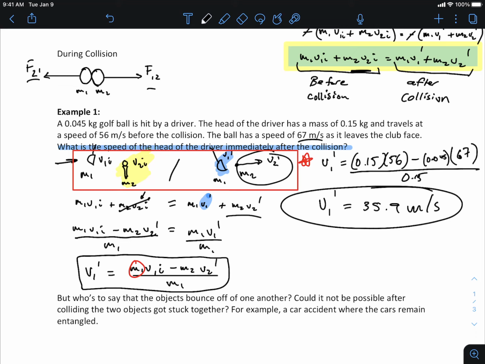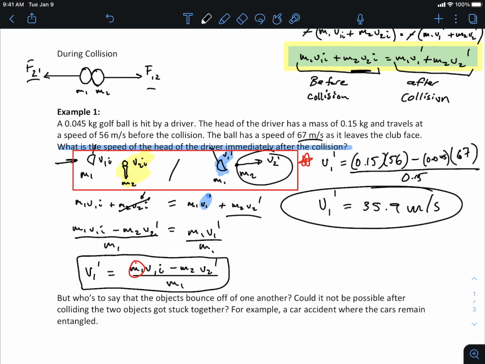Okay, but who's to say that these objects bounce off one another? There are lots of instances where we have a collision, but the objects don't necessarily just bounce off. Like a car accident, sometimes the cars get intertwined. Could it not be possible that two colliding objects got stuck together? So, for example, a car accident gets entangled. Now, what do we do in that instance? Because that's a type of collision.